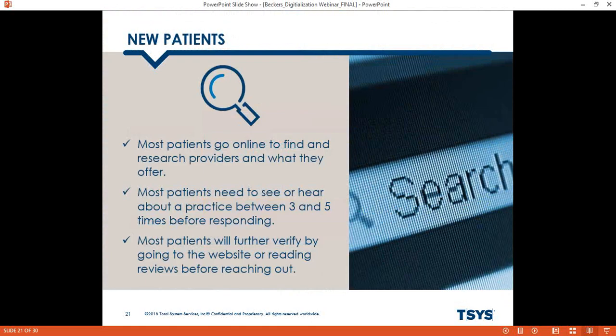It's a normal question to ask: how does marketing work? How much should we spend on marketing? How do you know if it's working? It can be confusing, and sometimes practices view marketing as an afterthought because there are so many things going on at the office that are urgent and at the forefront of your mind.